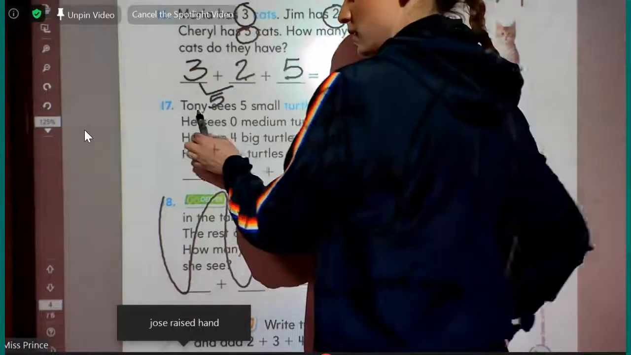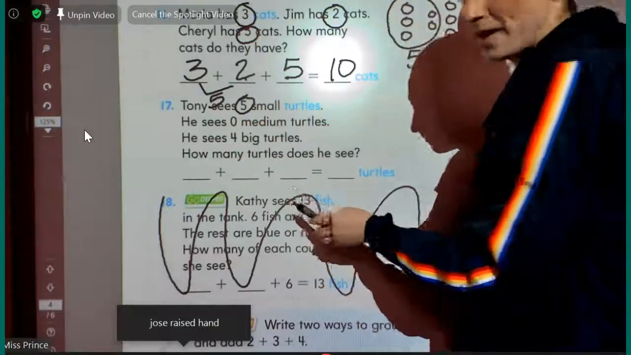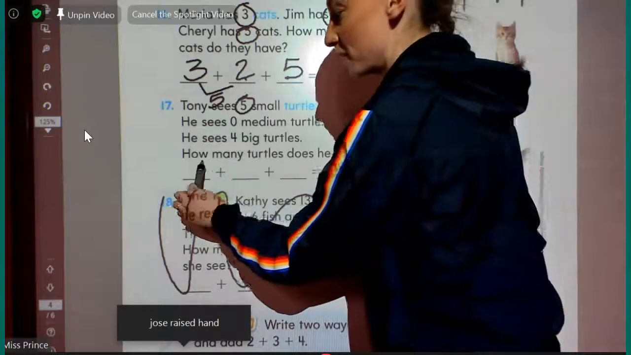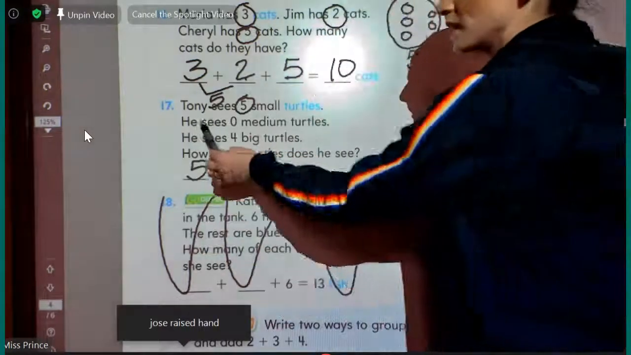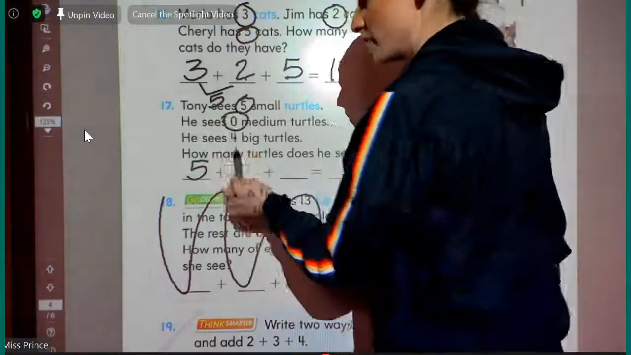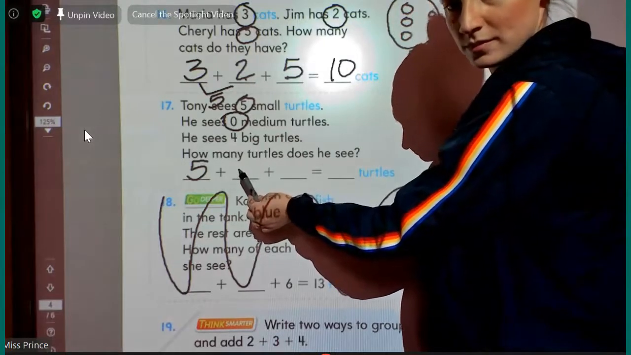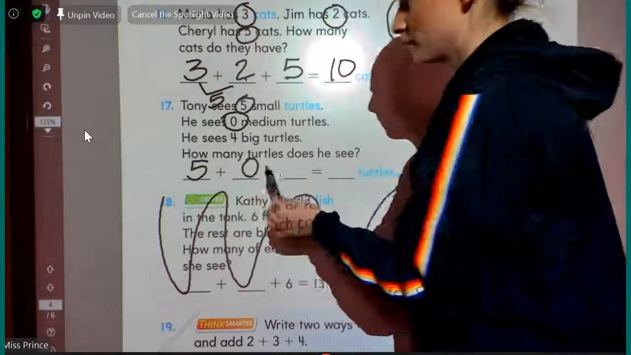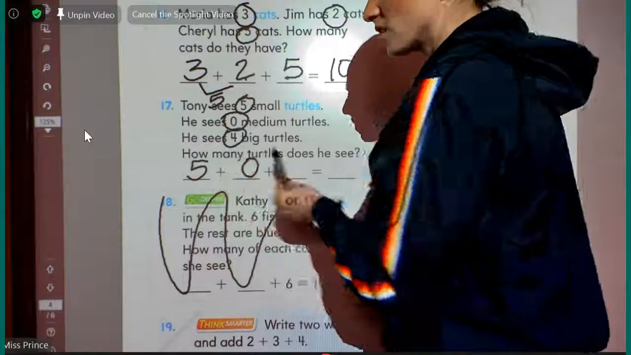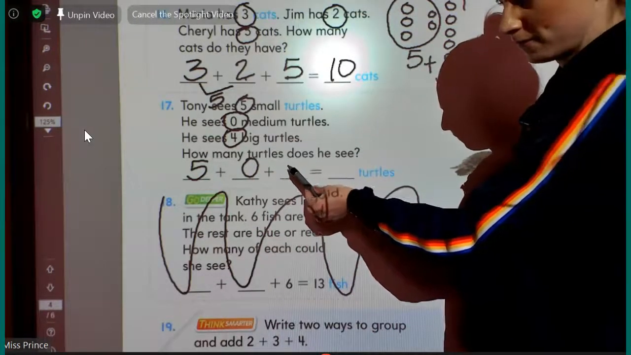Zayden. Tony sees 5 small turtles. We're going to circle the 5, and then what do we put right here? 5. He sees 0 medium turtles, so we circle the 0 and put what right here? 0. He sees 4 big turtles. We circle the 4 and we put a 4.